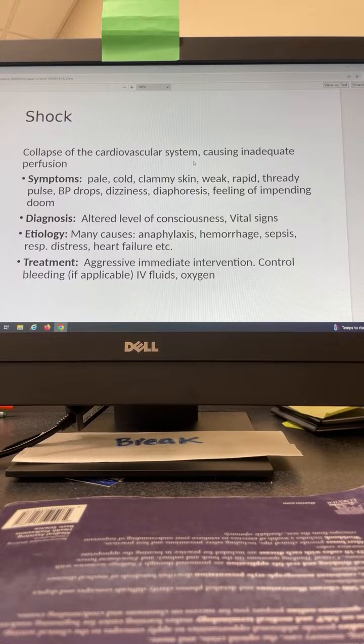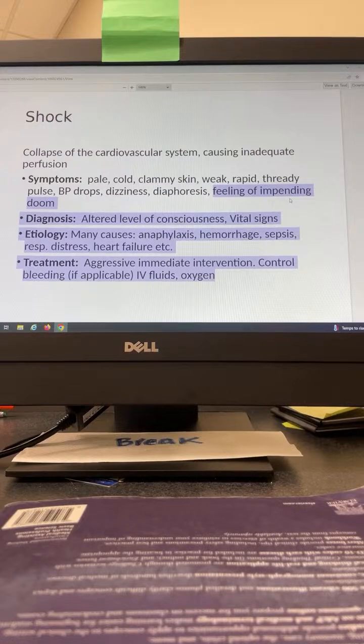Diaphoresis. Anybody know what diaphoresis is? Sweating. That's the medical term for sweat. And then feeling of impending doom. That's just kind of like people will say they just feel like this panic come over them. They feel like they think that they're about to die. It's like that feeling of impending doom.